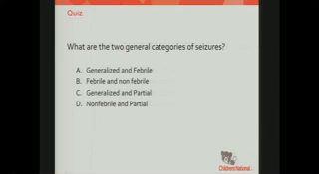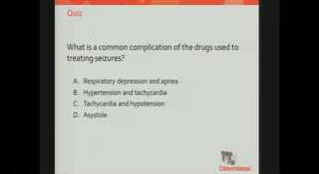What are the 2 general categories of seizures? Generalized and febrile, febrile and non-febrile, generalized and partial, non-febrile and partial. What is a common complication of the drugs used to treat seizures? Respiratory depression and apnea, hypertension, tachycardia and hypotension, and asystole.